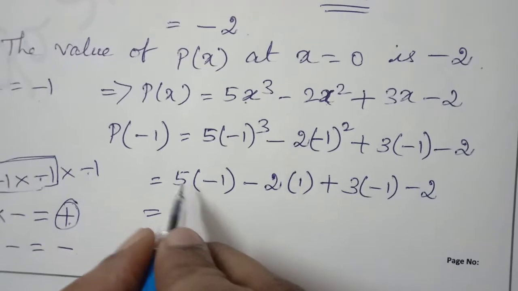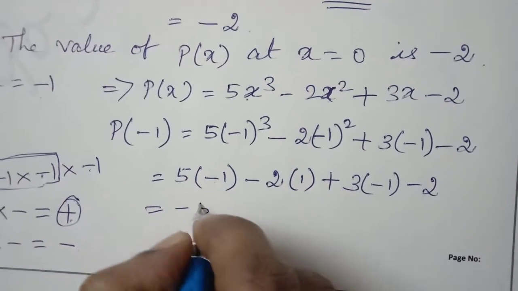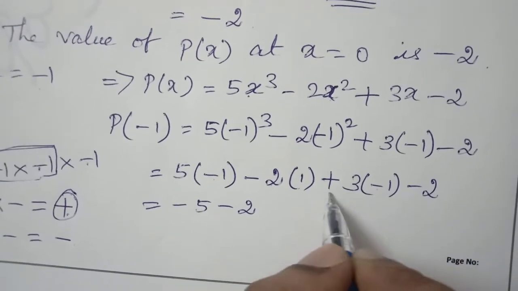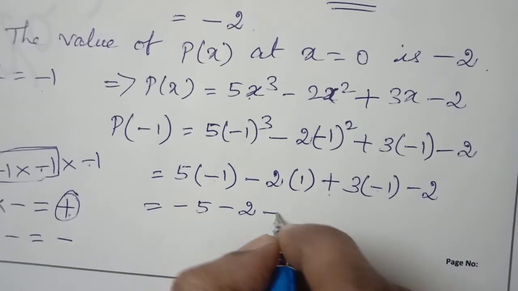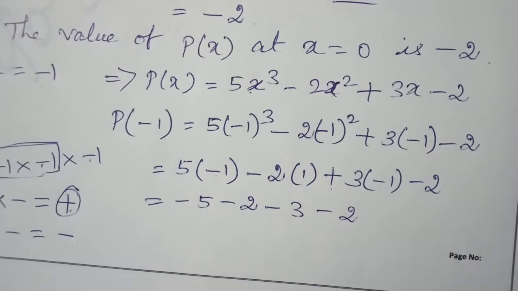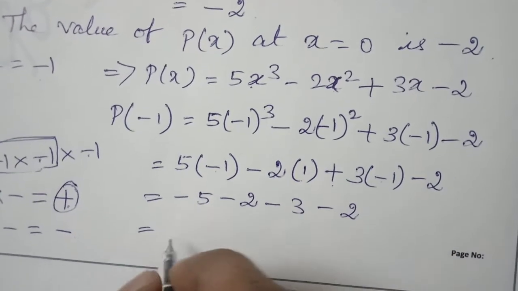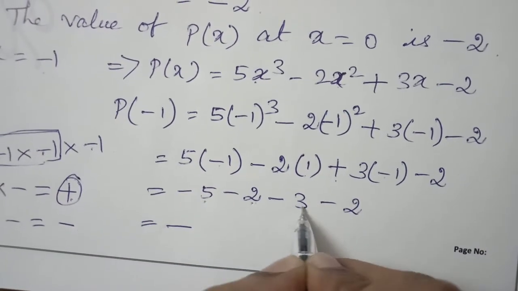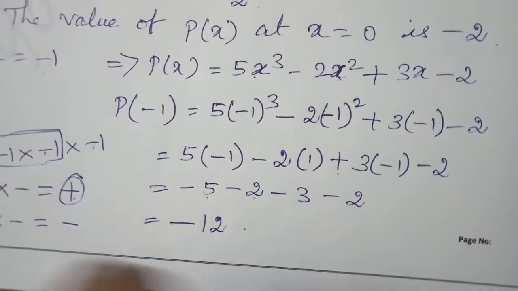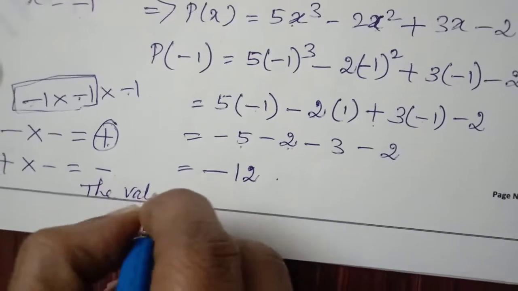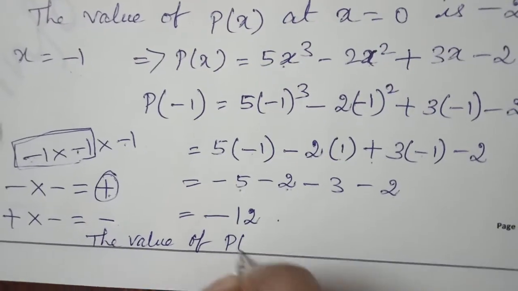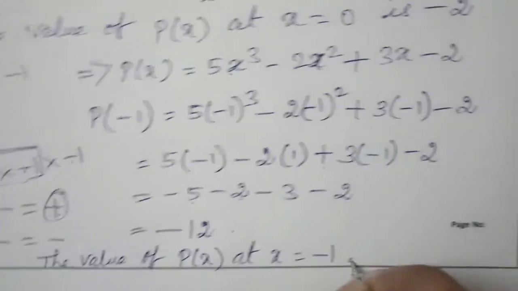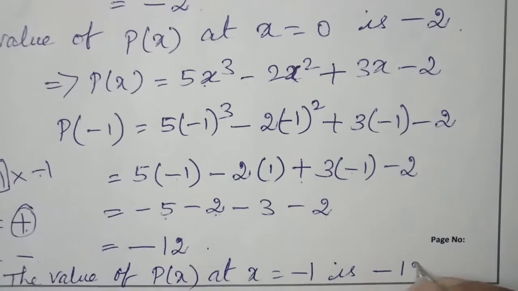So this is minus 1 into 5, minus 5, minus 2 into 1, minus 2, minus 1 into plus 3, that is minus 3, minus 2. So we have all minus. So minus 5 plus 2 is 7, 7 plus 3 is 10, 10 plus 2 is 12. So the value of p(x) at x = -1 is minus 12.